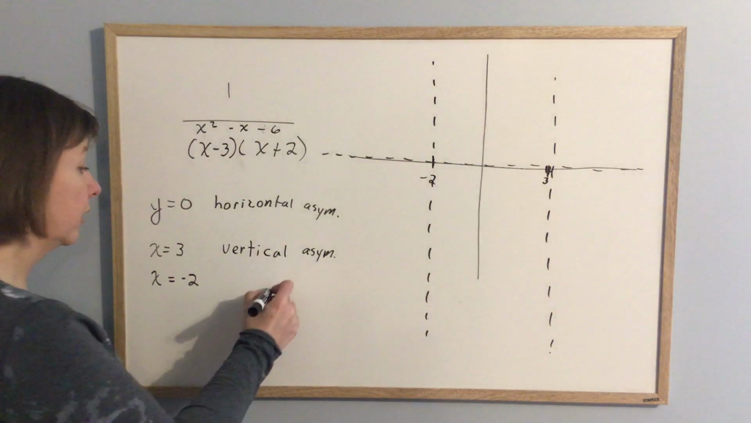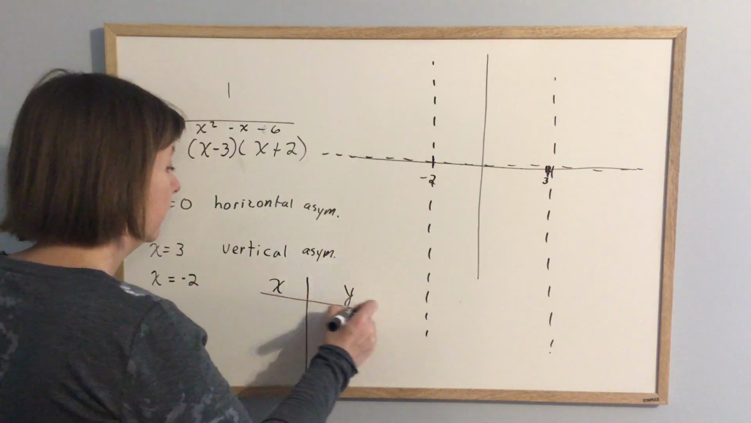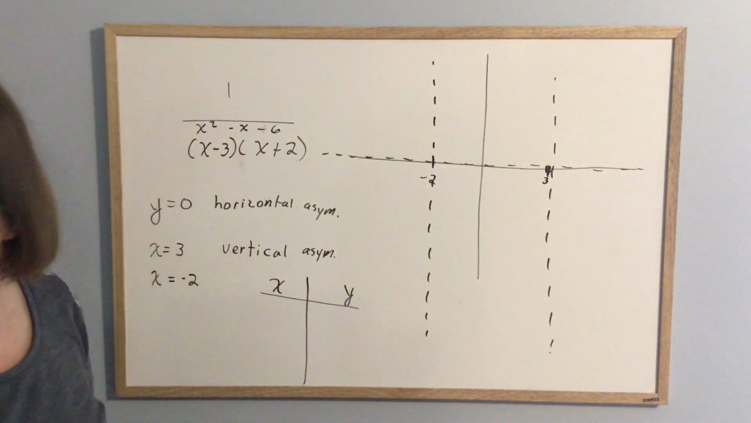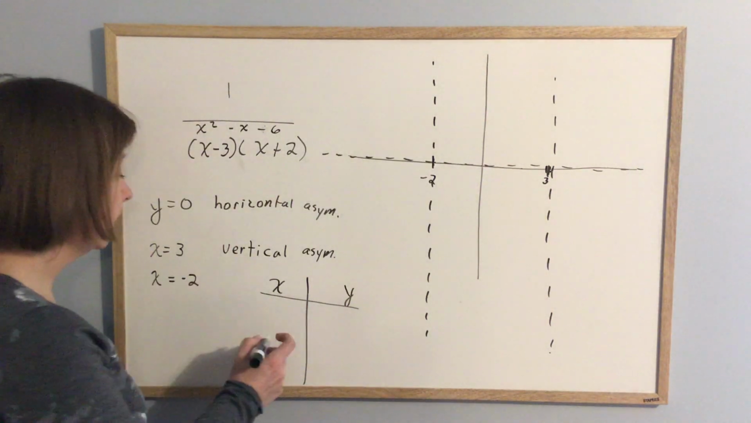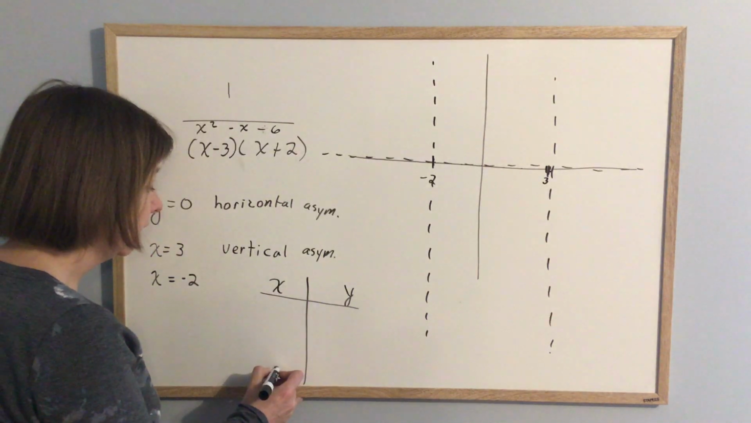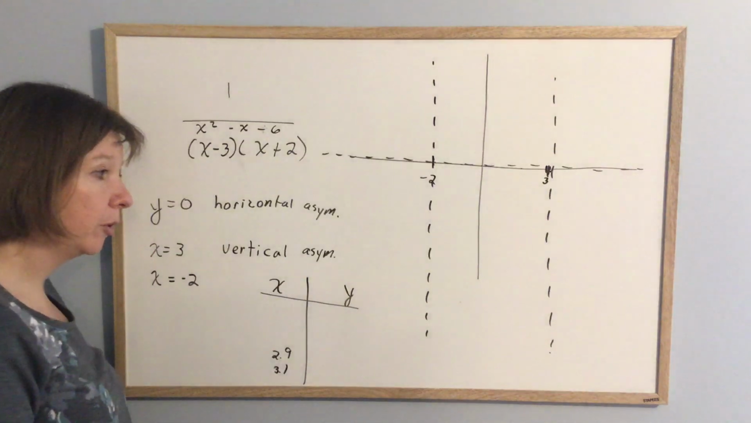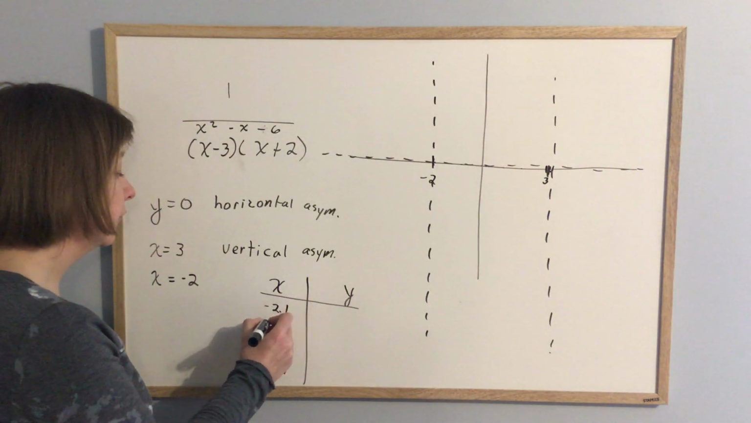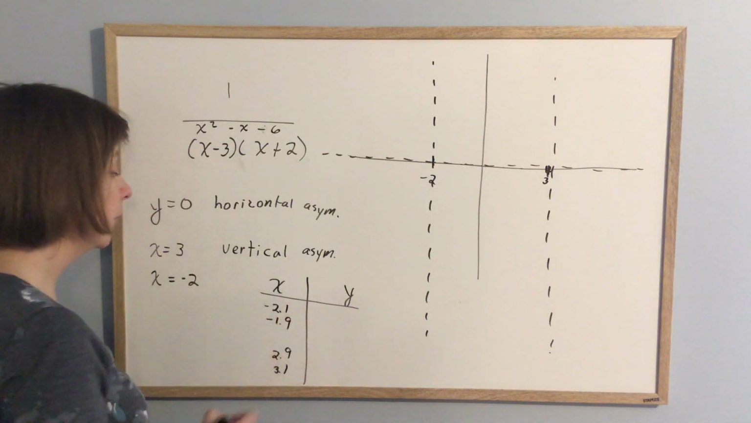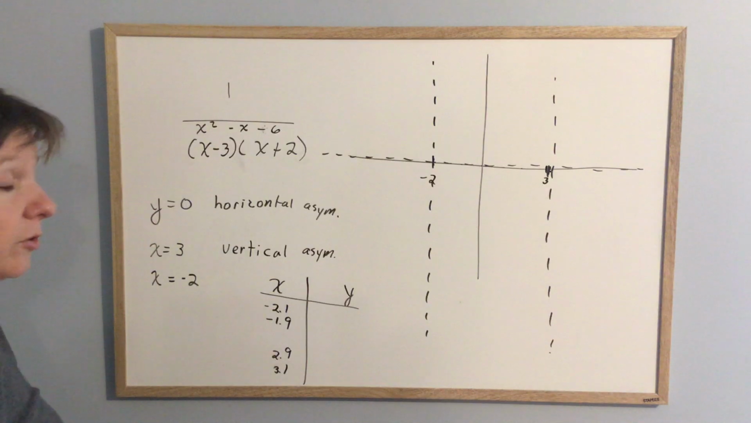In terms of what it looks like, I would do a quick table of values. The values that I would pick, I can't pick 3, but I can pick a little bit beyond it, so maybe 3.1, and a little bit before it, so 2.9. With negative 2, I would do negative 2.1 and negative 1.9, and then I'd pick some things in the middle between those.